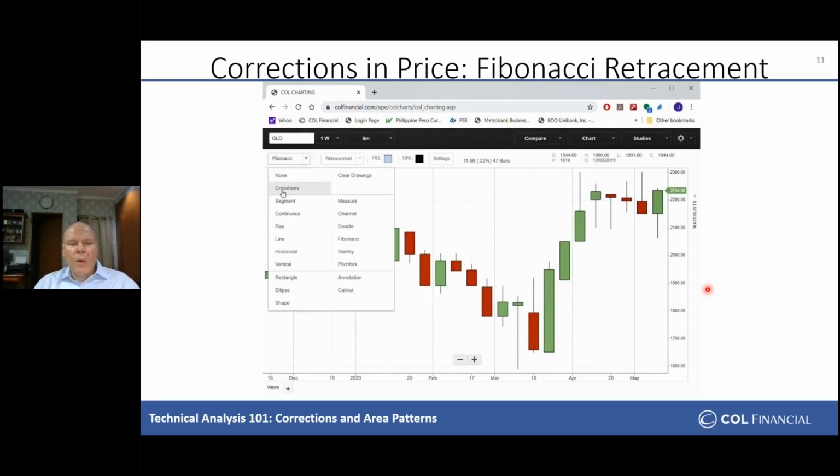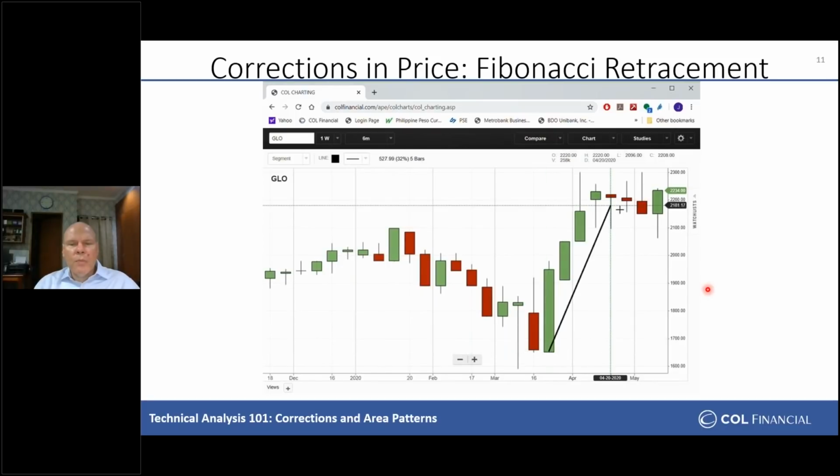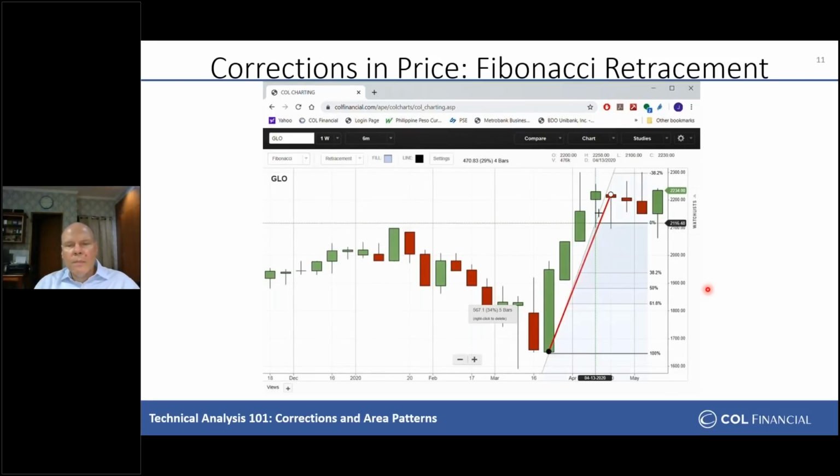Let's look at one more, Globe Telecom. Very sharp up move. Let's draw this trend line here. And you can clearly see there was a correction after the trend line was broken. We'll do the Fibonacci line now. All right. And now you will see that the correction went to the 38.2% zone. And that means the correction was very slight.